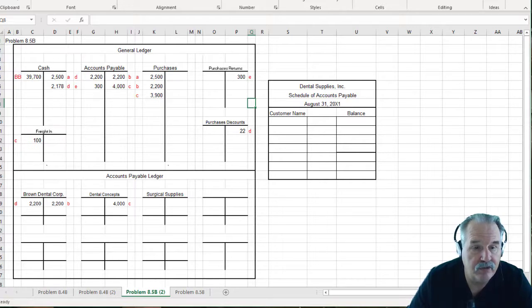And we have just reduced Dental Concepts by $300, so we need to post that down to the subsidiary ledger, or the accounts payable ledger for Dental Concepts.